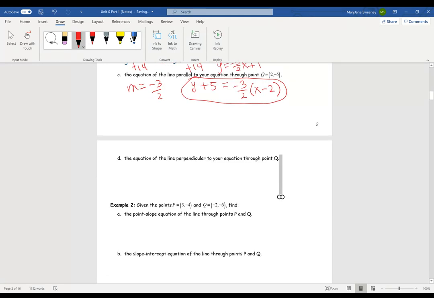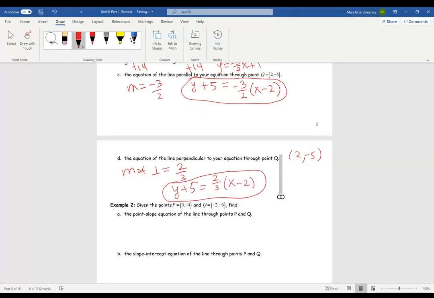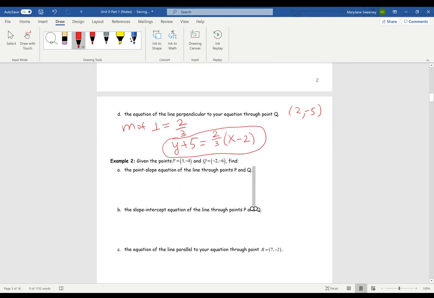Perpendicular to the equation through point Q, which again is (2, -5). That just means the slope of the perpendicular is positive 2/3. So y minus y equals, now the m is the positive 2/3, times x minus the x. So it's the same equation, you just have to use the negative reciprocal slope.